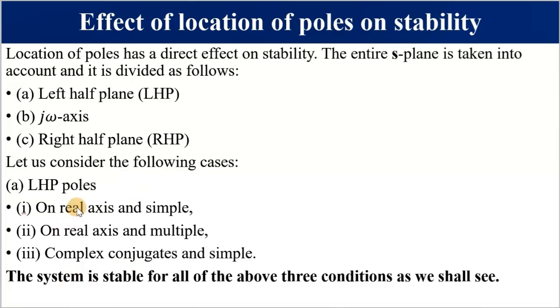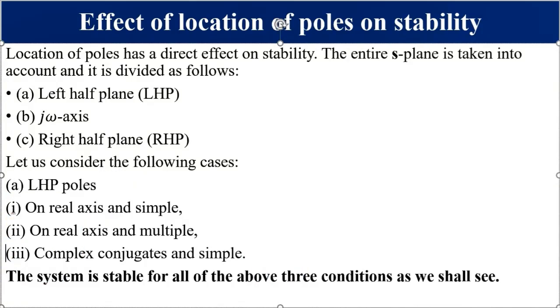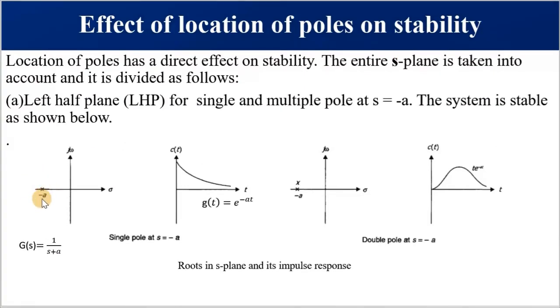When the poles are located on 1, 2 and 3, the system is stable for all those conditions. This is a simple pole, a single pole located on the left half plane, and this is the response for an input, which you can deduce from this equation. What happens as t increases? We'll see that there is an exponential decay, and so the single pole is located at s equals minus a. You can have a double pole at minus a, and this is the behavior of our system, and we say this is a stable system. You might be asked in an exam to determine the response of a system with a pole located at s equals minus a. So it's good that you produce the S-plane and the response together.